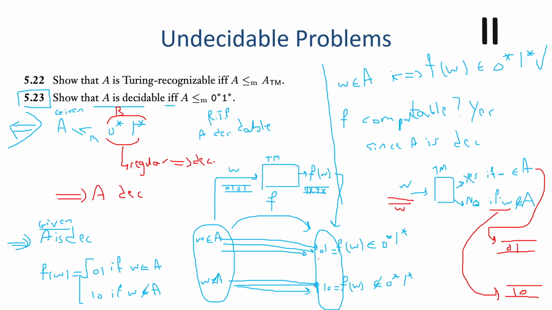I could have put anything other than 1, 0 here, as long as it doesn't belong to 0 star 1 star. I obviously picked 1, 0 because it's the reverse. It can't belong to 0 star 1 star because the ones come before the zeros. So that's the other direction done. We first build the mapping, which is no easier and no harder part. You just build the mapping and then you have to prove whether it's computable or not. In this case, it's right away computable because we know that A is decidable. Okay.